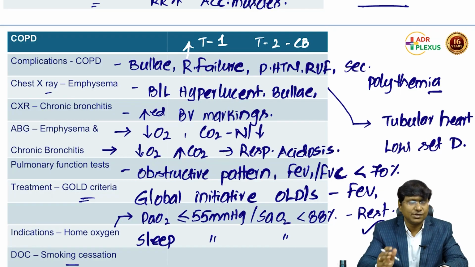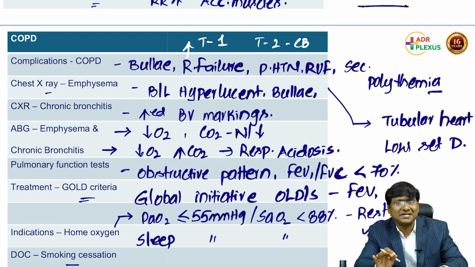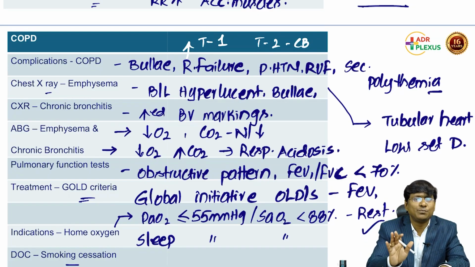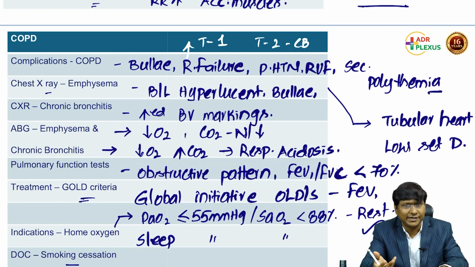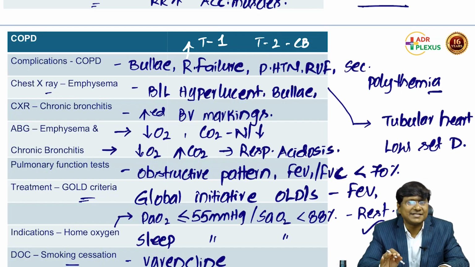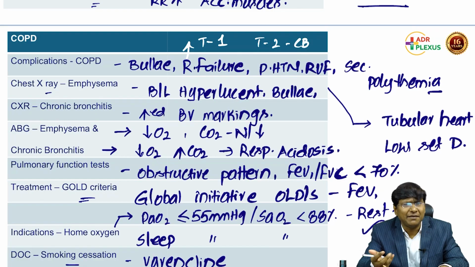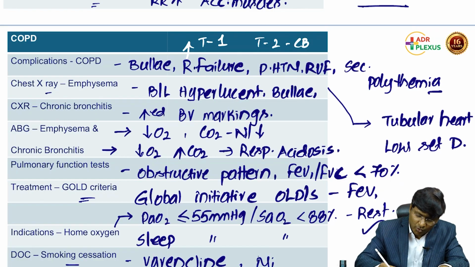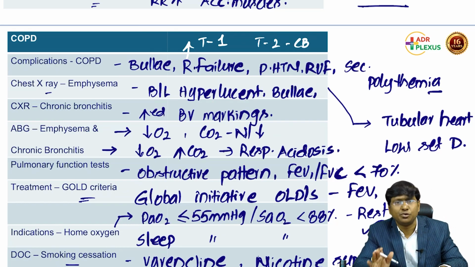Then next important is that in COPD patients, one of the very important risk factors is smoking. So cessation of smoking is very important. And the drug of choice for smoking cessation is varenicline. So varenicline is considered the drug of choice, right? And apart from that, we have many nicotine replacement therapies, or nicotine buccal sprays or nicotine supplements, which should be given, okay?